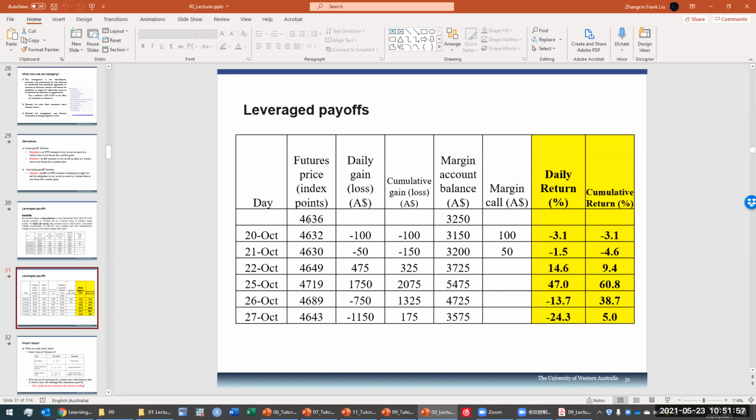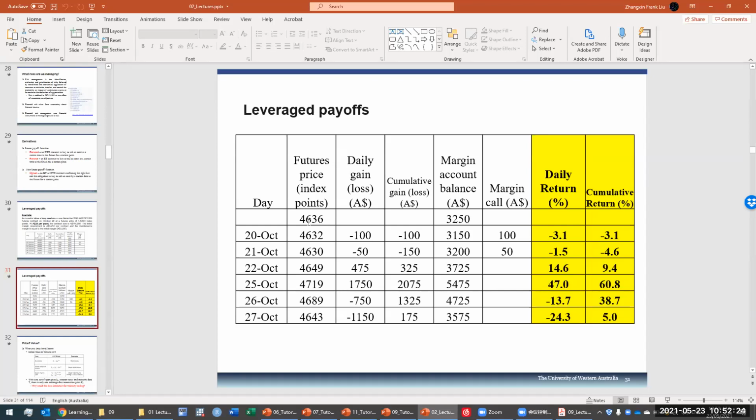But think about the return you can make. Day 1, you lost 100. So on that day, you lost 3.1% of your money. What do we assume the interest rate per year is? Usually 5%, 6%. It's actually now 0.5% per year. This is per day. It's 3.1% per day, right? And if you lost another 50, that's another 1.5%.